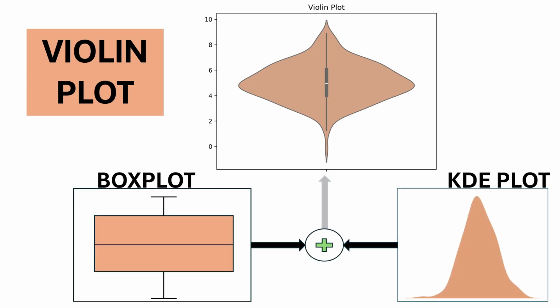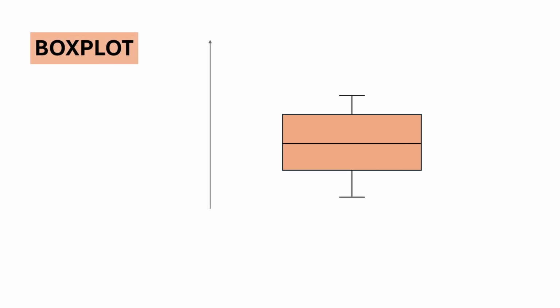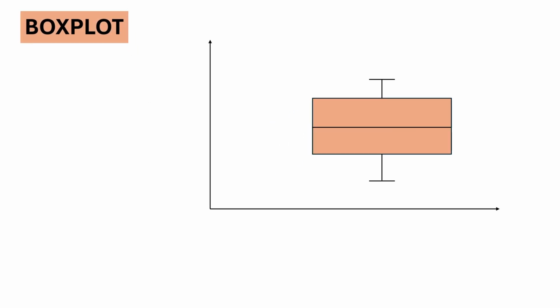If you don't know what a box plot or a KDE plot is, then there is a link to these two. First go watch and understand these two, then it will be much easier to understand Violin plot. Okay, so as I said, a Violin plot shows the distribution of a numerical dataset, and we know that a box plot is also a method to show the distribution of a numerical dataset. Then why come up with a Violin plot?